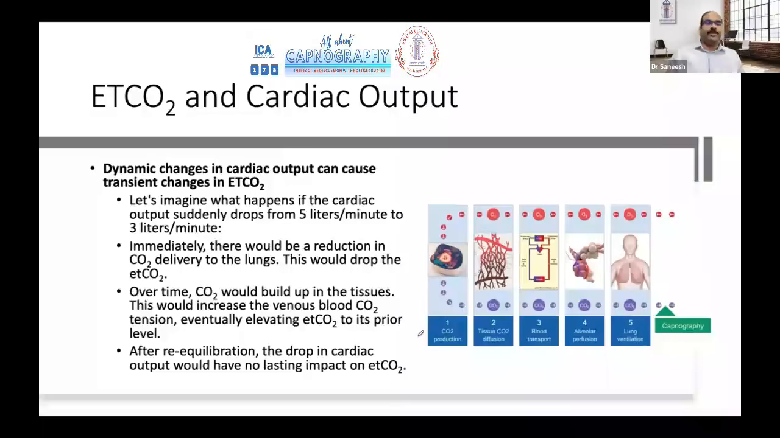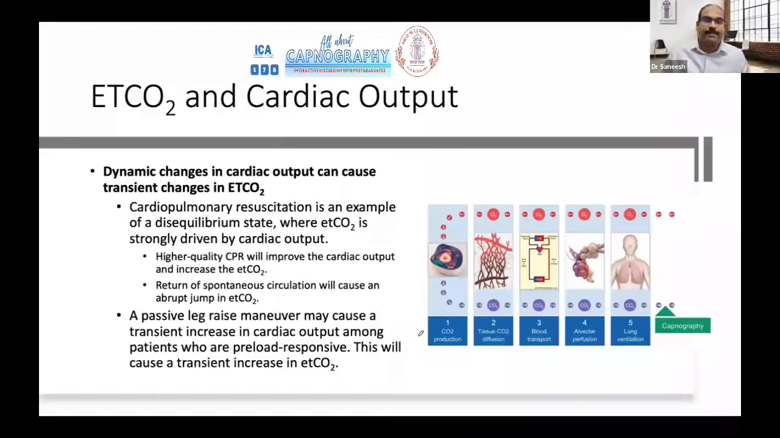There are exceptions. Dynamic changes in cardiac output can cause transient changes in EtCO2. So let's imagine what happens if the cardiac output suddenly drops from 5 liters per minute to 3 liters per minute. Immediately, there will be a reduction in CO2 delivery to the lung. Then only it can be exhaled out. Over time, CO2 will build up in the tissues. This will increase venous blood CO2 tension. Then eventually, this will elevate the EtCO2. So after re-equilibration, a drop in cardiac output would have no lasting impact on EtCO2. Initially there is a drop which will settle after some time.